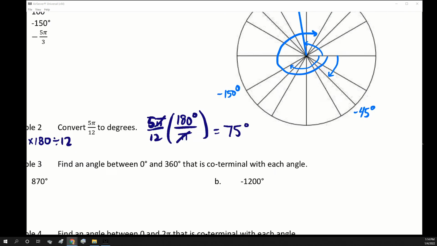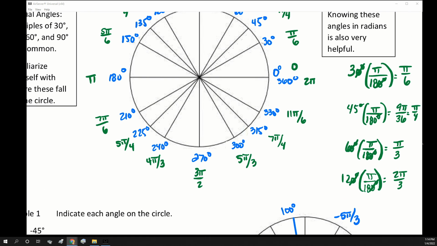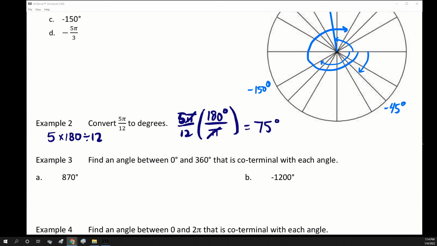Okay, so when we're going from degrees to radians, you multiply by pi over 180. Whenever you're going from radians to degrees, you multiply by 180 degrees over pi.